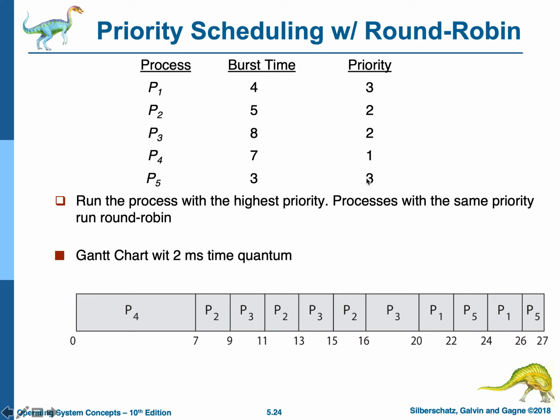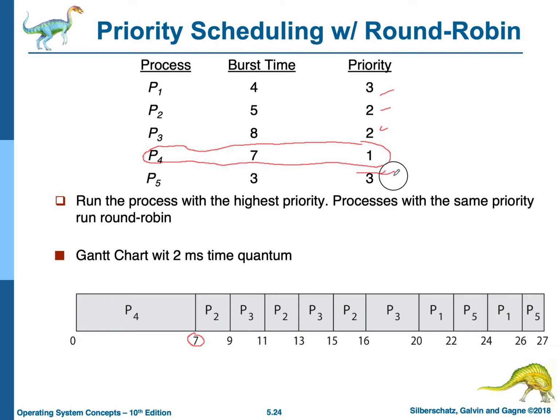Similarly, we have the same jobs. Run the process with the highest priority first, and processes with the same priority run round robin, right? So the highest priority is P4, and this P4 will execute first for 7 units of time, and then this one, this one, and this one, whatever the priorities are.